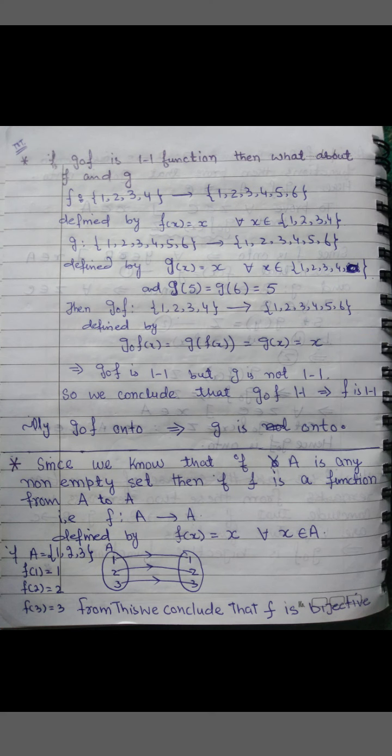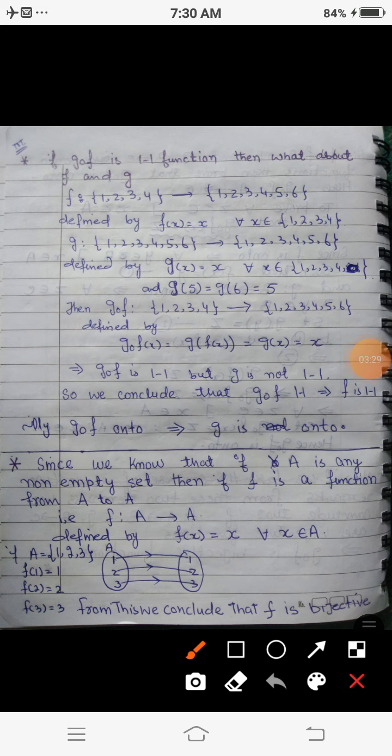Now let us consider the converse statement of these two. If gof is one-one, then what can we say about f and g? Are these two functions again one-one? Let me consider an example, f from {1,2,3,4} to {1,2,3,4,5,6}, defined by f of x equals x, that is, f of 1 is 1, f of 2 is 2, f of 3 is 3, f of 4 is 4.